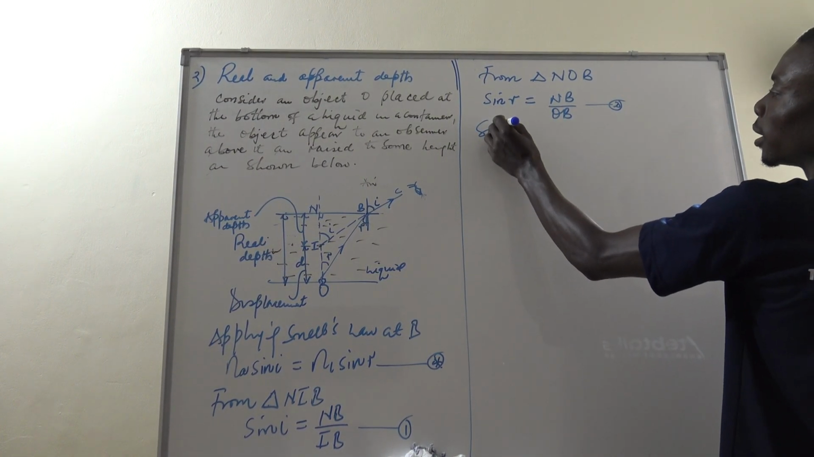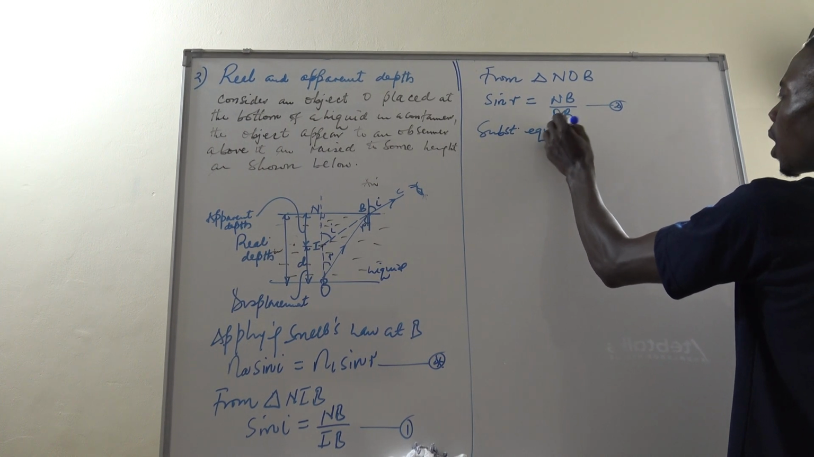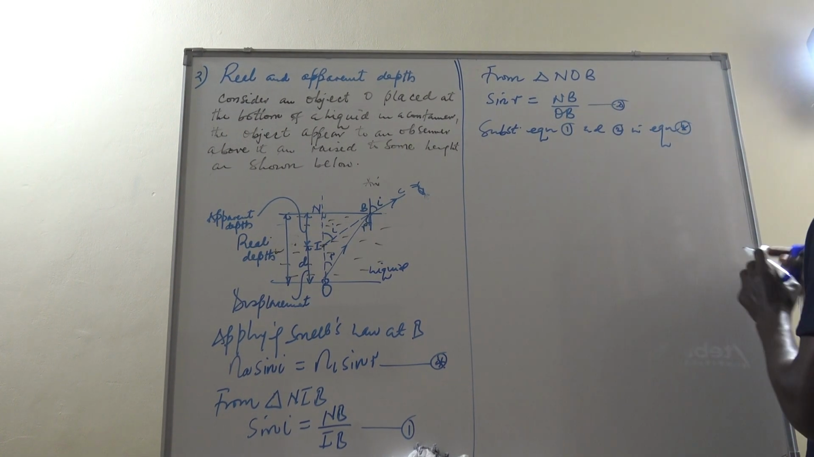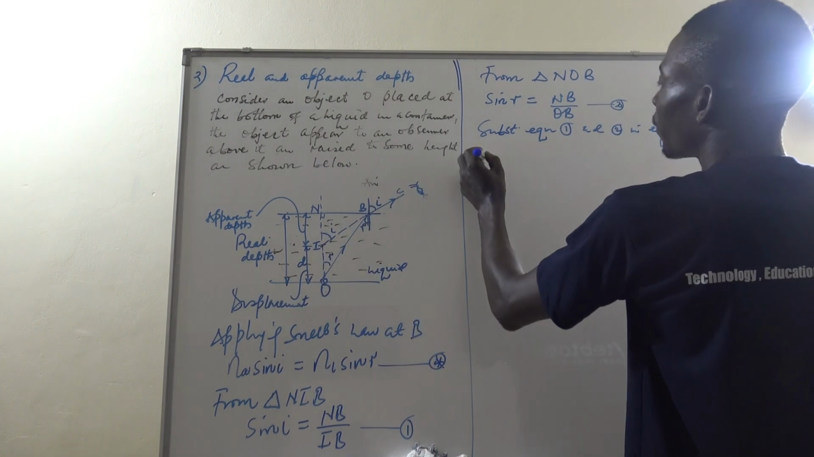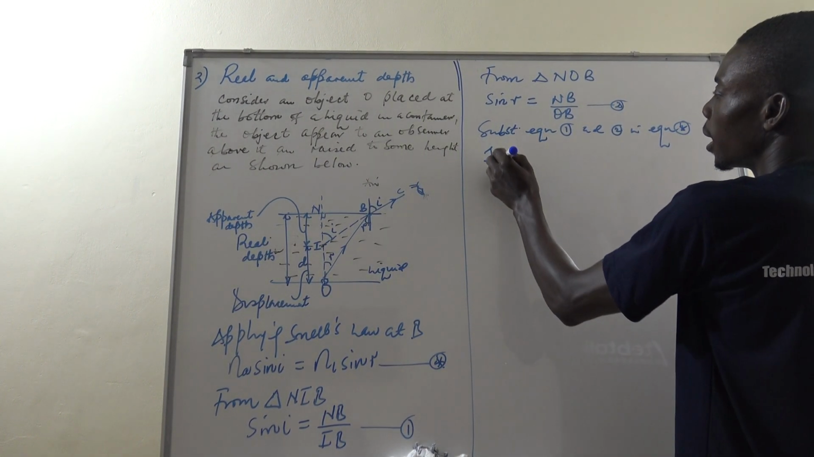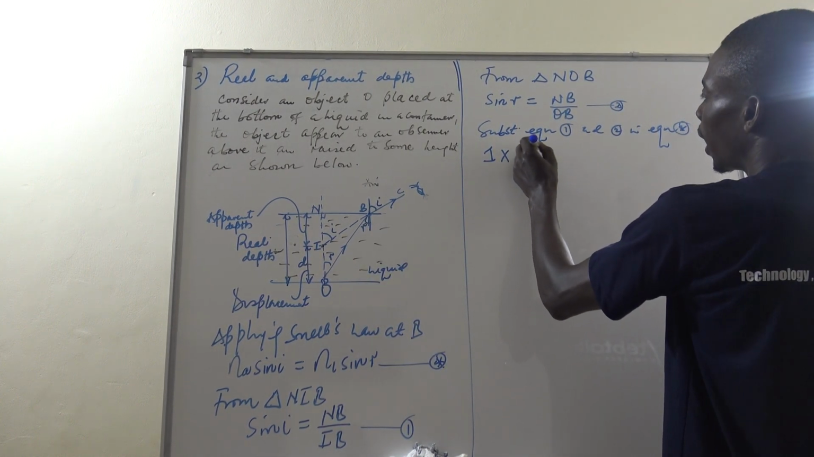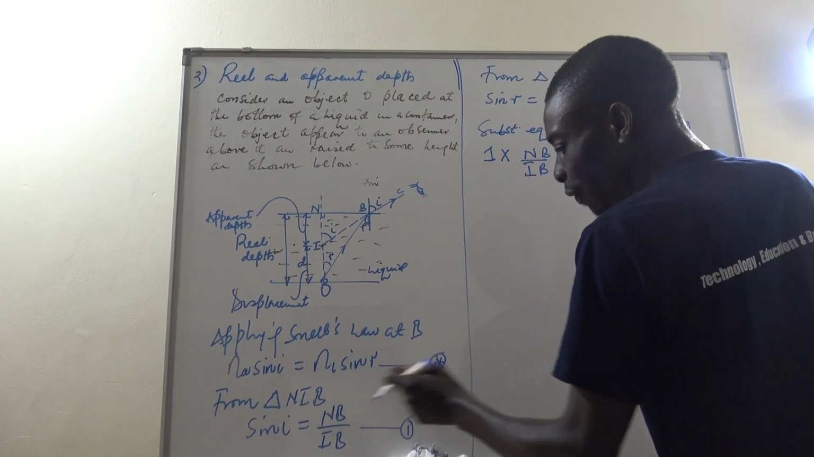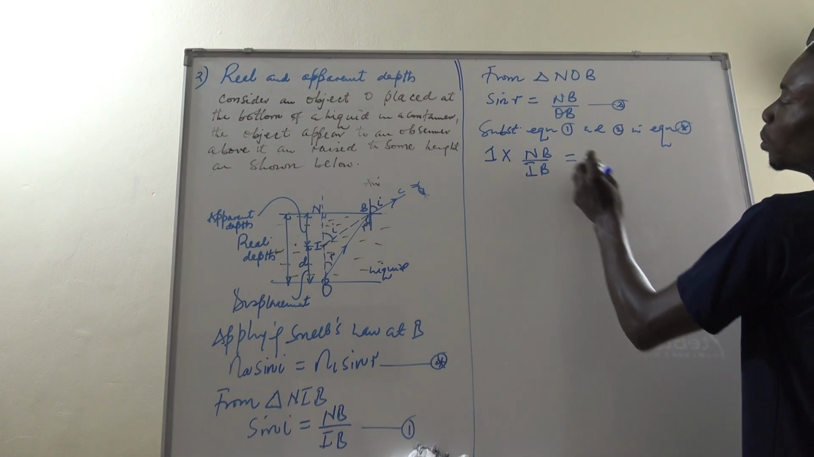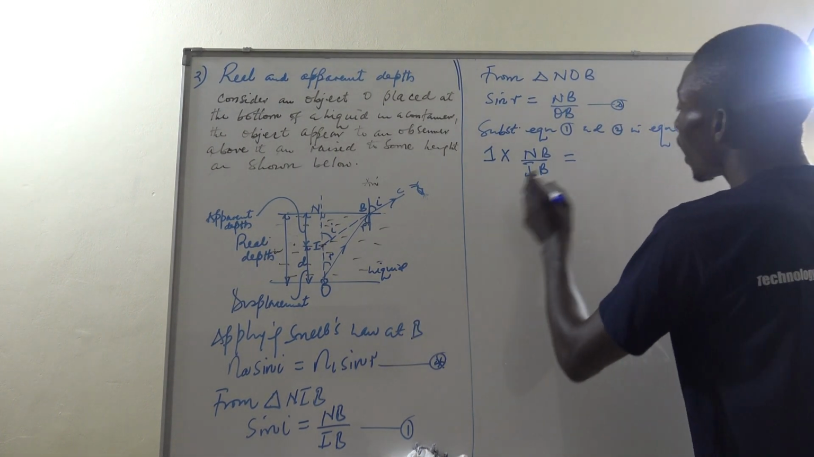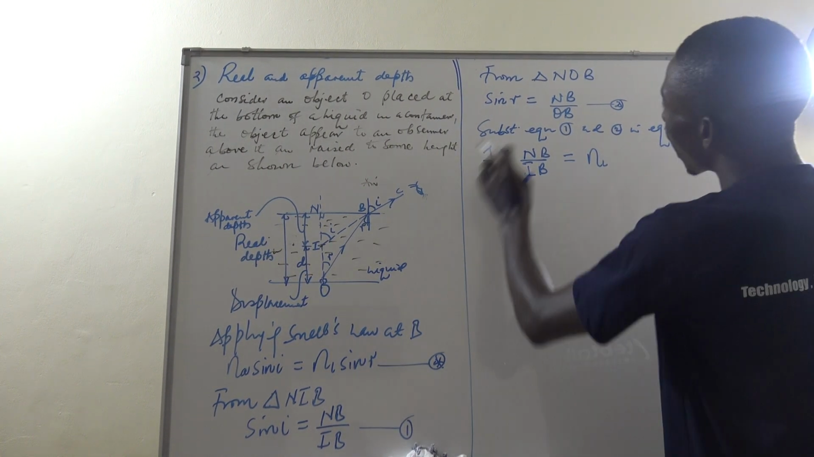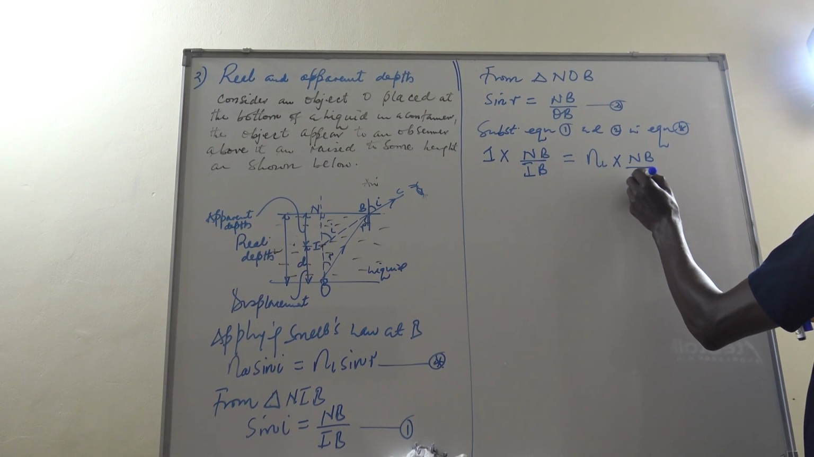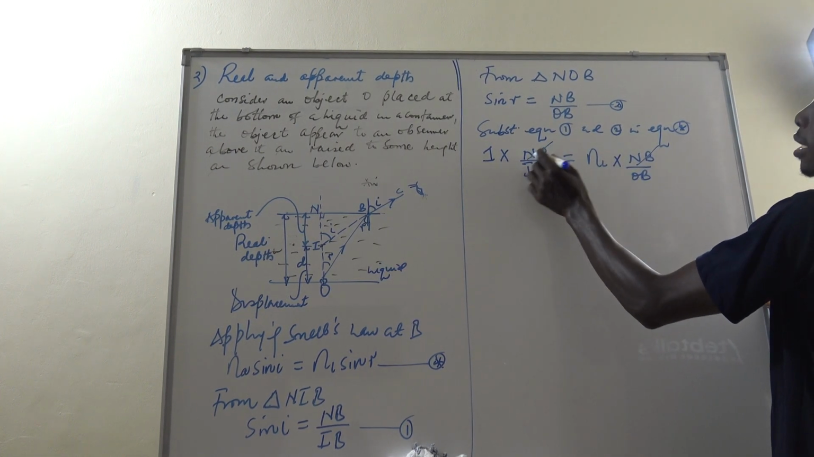And then I can say, substituting equation 1 and 2 in equation star. So that will give us N_A, the refractive index of air, which is known as 1, times sine of i, which is NB out of IB. And then if that is true, it is clear to me that it is equal to N_L, the refractive index of the liquid, times sine r, but sine of r is the same as NB out of OB. And then you realize that this and this can cancel.